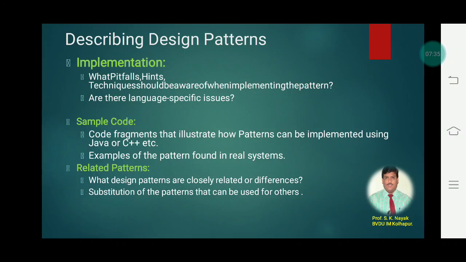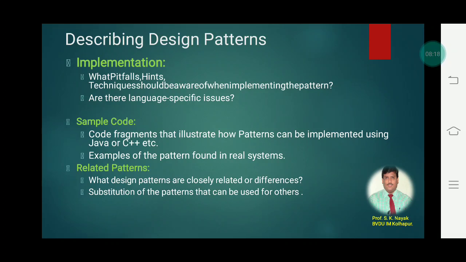Now what design patterns are closely related or different? Substitutions of patterns that can be used for others. Sometimes you will have a number of patterns that can be used for a particular scenario. So you have to enlist the alternative or substitute patterns, so that if a particular pattern has some limitations or limited scope, we can use other patterns which are a substitute for that pattern. In the related patterns element, we can find several substitute patterns that we can use.